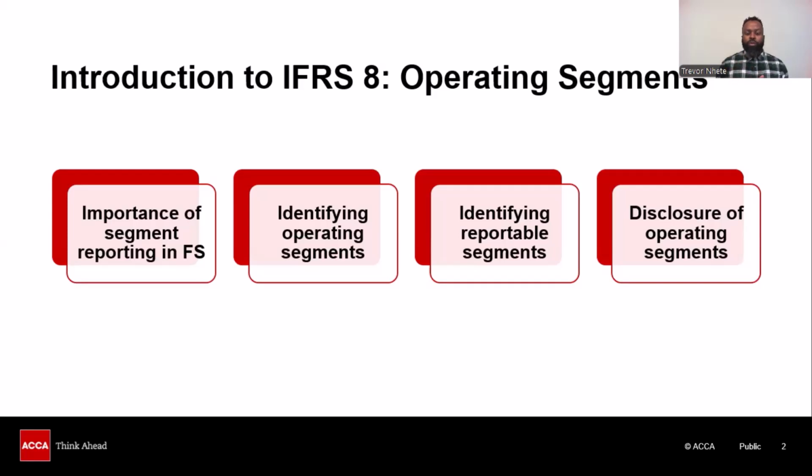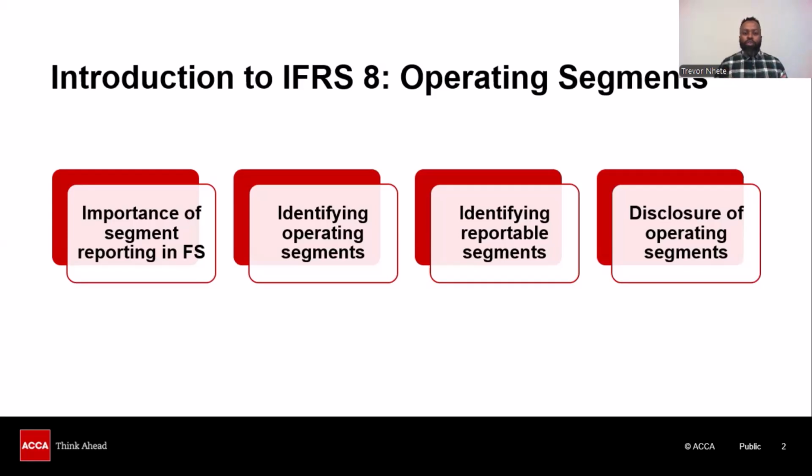Number 3, we're going to look at identifying a reportable segment. Not all operating segments are going to be separately reported on. Some of the operating segments are going to be grouped together, and we're going to call them other operating segments. Some of the operating segments, we're going to disclose them or report on them separately. Segment A, Segment B, Segment C.